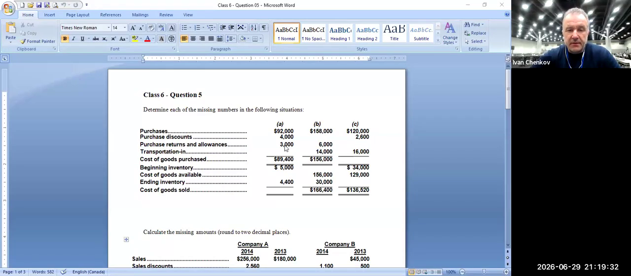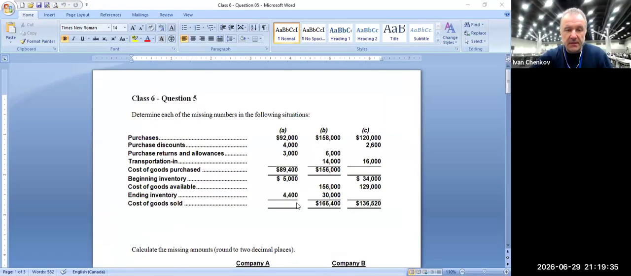And what's important in this question is that you can see we're dealing, first part, with a company that's using periodic inventory system. Starting with the purchases, purchases less the purchase discount, less purchase return allowances, plus transportation in, is going to give you the cost of goods purchased. We're going to get the beginning balance, and we're going to have the cost available. We're going to deduct the ending balance, and come up with the cost of goods sold.